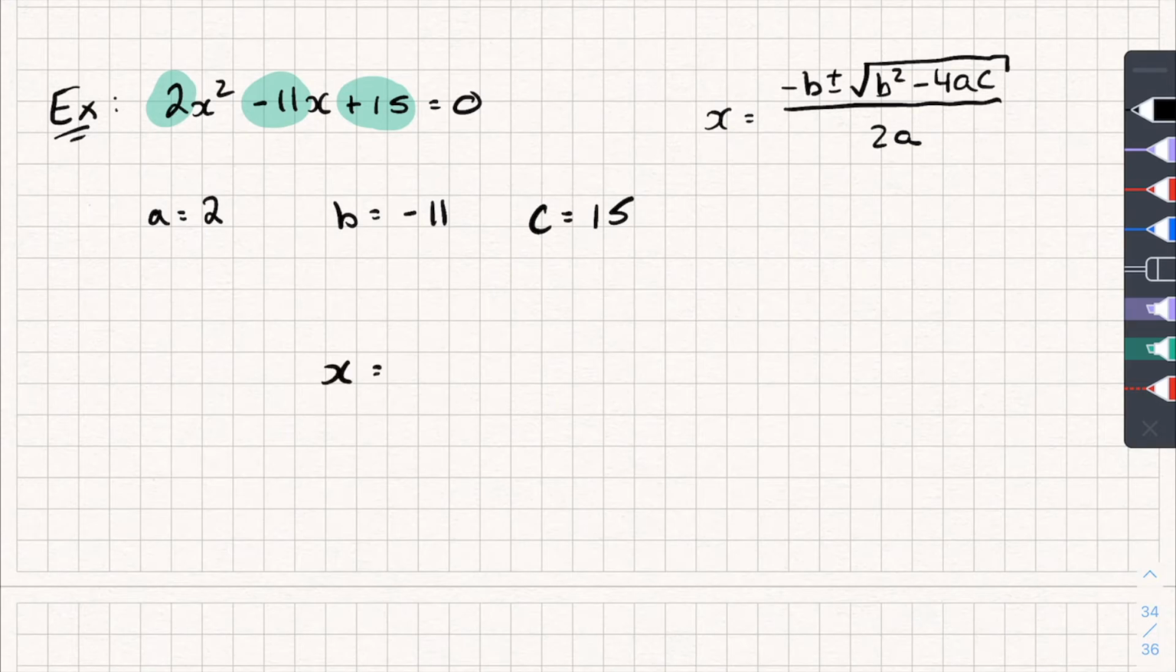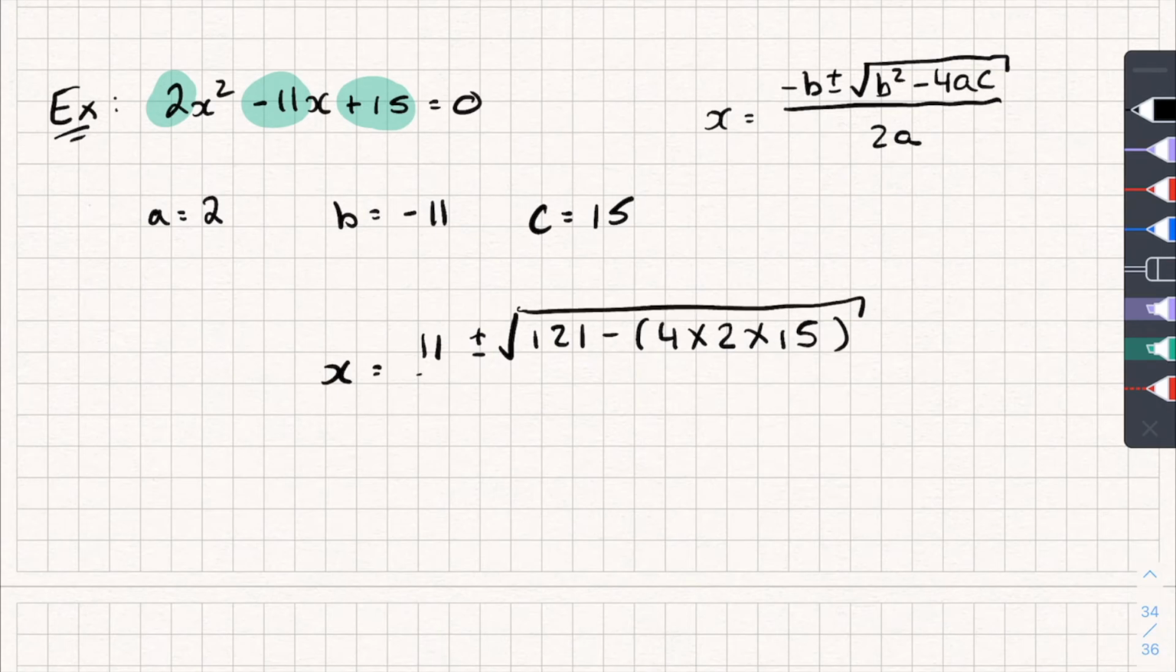So x equals negative b. Well, b is negative 11, so we're getting negative negative, so that becomes positive 11. Okay, plus or minus the square root of b squared. Well, negative 11 squared is 121. Subtract 4 times a, which is 2, times c, which is 15. And that's all divided by 2a. And a this time is not 1, it's 2. So it's 2 times 2, which is 4.